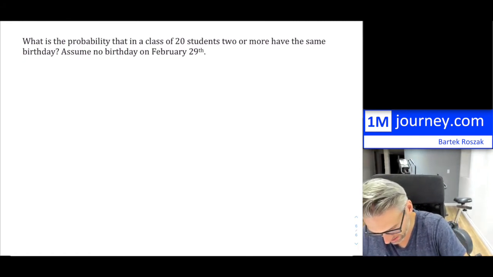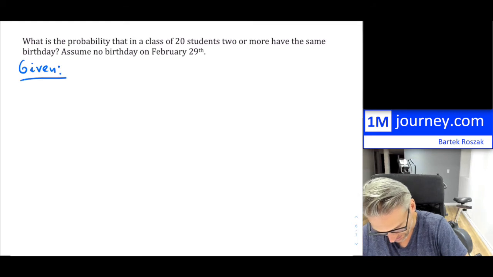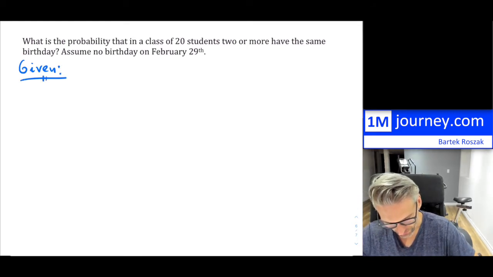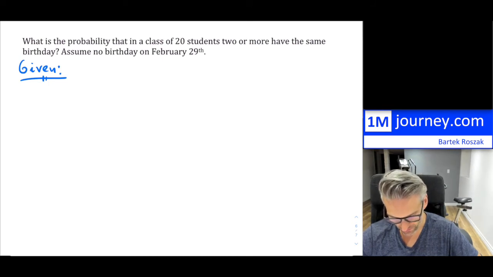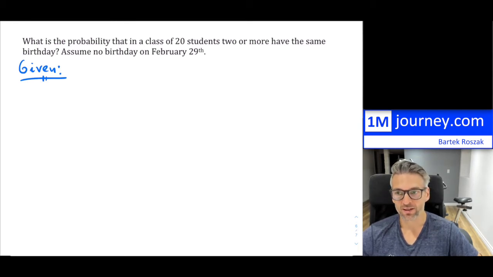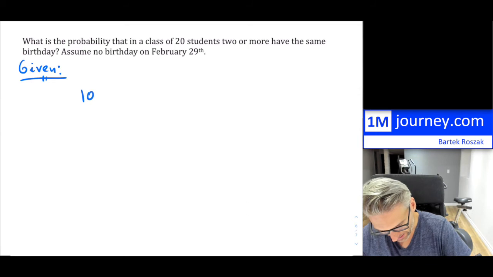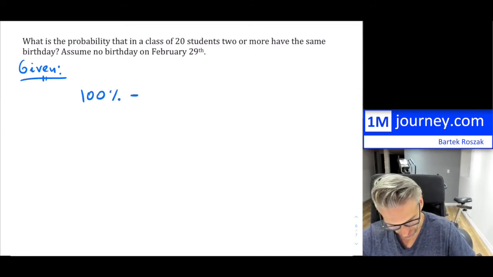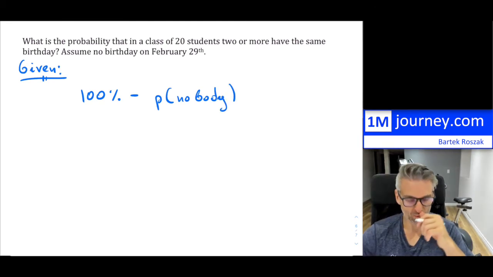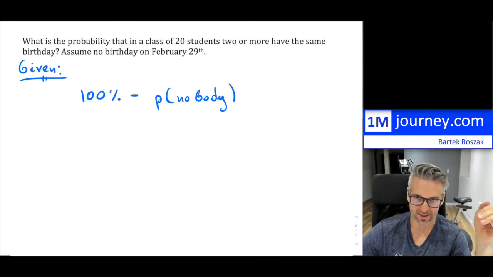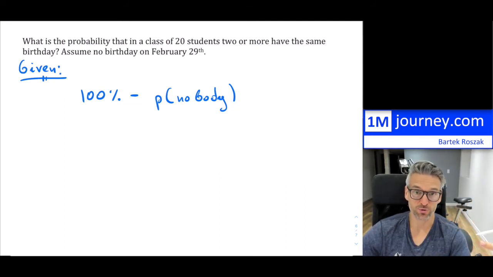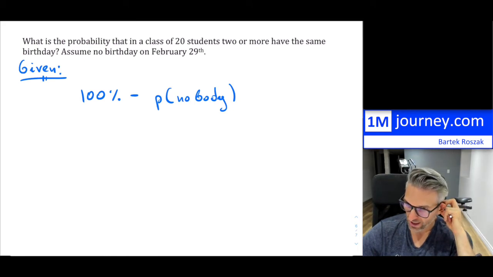So the way that I'll set this up is the following. The easiest thing to do with these types of questions, when you're trying to find the probability of at least 2 or more, is to do the opposite. Basically we want 100% minus the probability that nobody has the same birthday. If you take 100% minus that, it will give you the probability of 2 or more having the same birthday. So that negation actually helps.